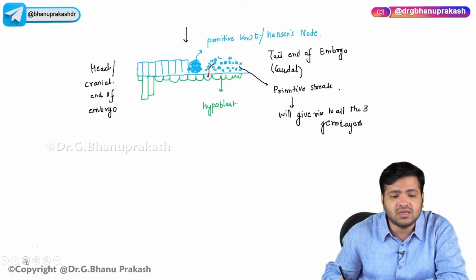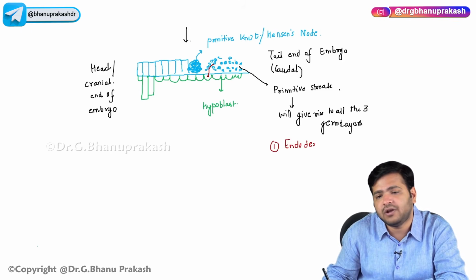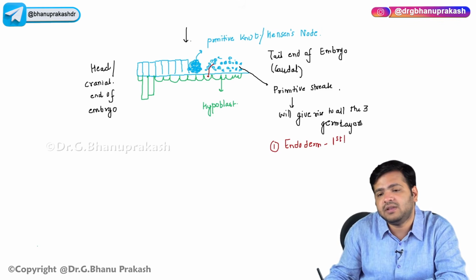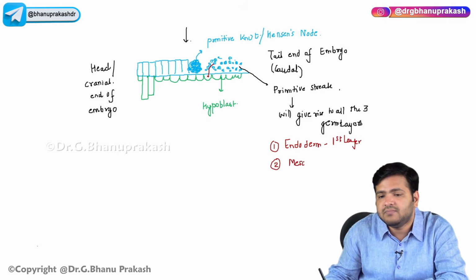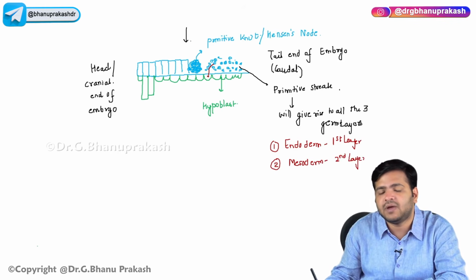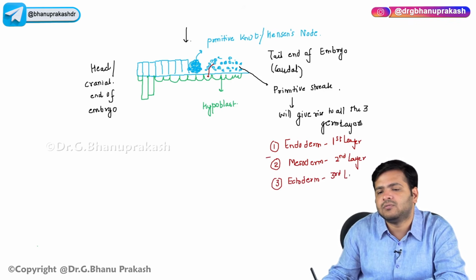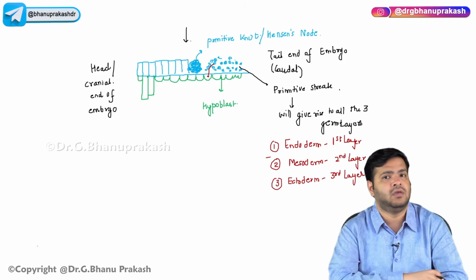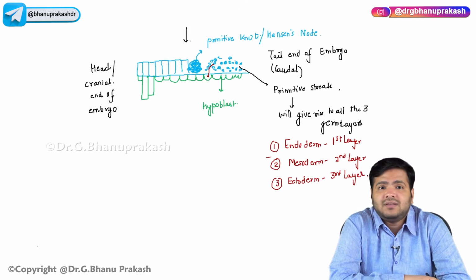So if I ask you which is the first layer to be formed, it is the endoderm. According to the latest update, it is the first layer to be formed, right? Then similarly, mesoderm is the second layer which is formed, and automatically we have the ectoderm, which is the third layer to be formed. So the primitive streak is the one which will give rise to all the three germ layers.